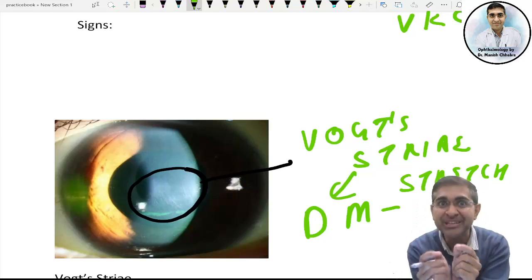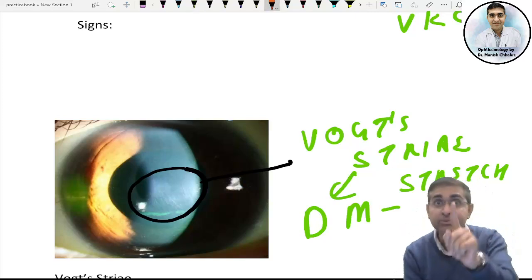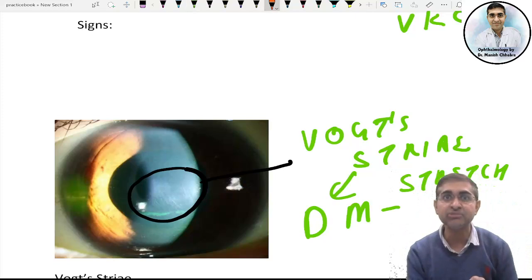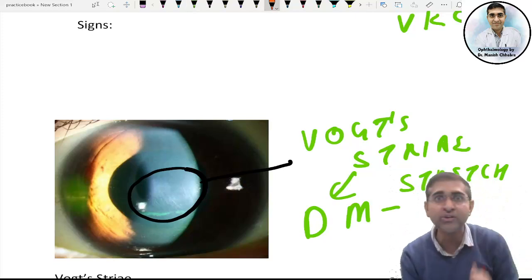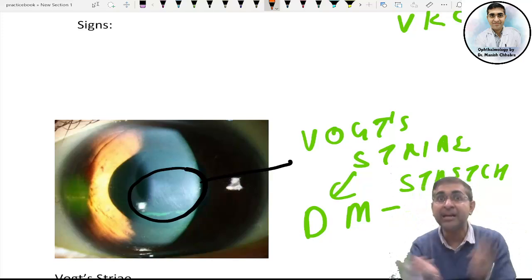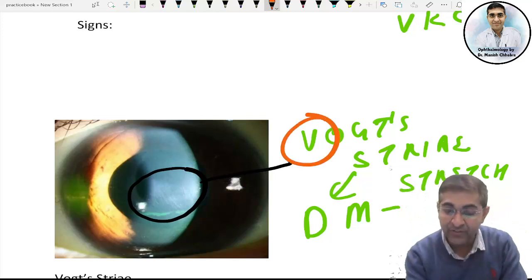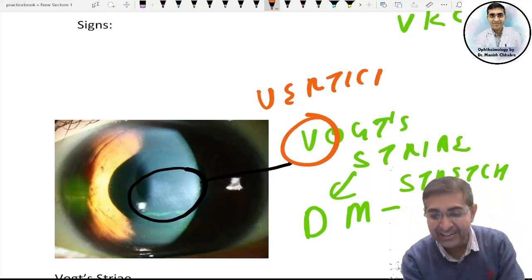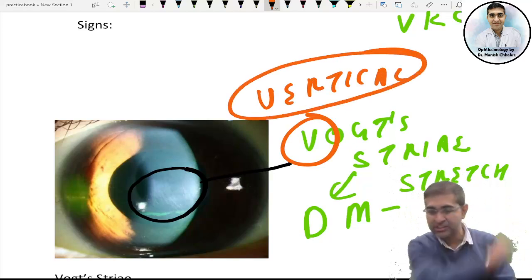But the difference between Voigt's stria and Haab's stria is that Haab's is due to tears in the Descemet's membrane, H for horizontal. Voigt's striae are due to stretching of the Descemet's membrane, V for Voigt's and V for vertical. Your previous year question, boys and girls.